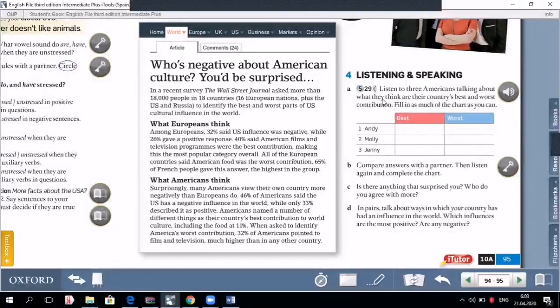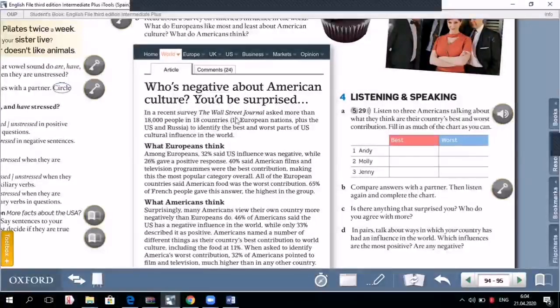Now let's see what Americans think. Surprisingly, many Americans view their own country more negatively than Europeans do. It's interesting, yeah? 46% of Americans said that theirs has a negative influence in the world, while 33% described it as positive. Americans named a number of different things as their country's best contribution to world culture, including food at 11%. When asked to identify America's worst contribution, 32% of Americans pointed to film and television, much higher than in any other country. This survey is taken from the Wall Street Journal this year.